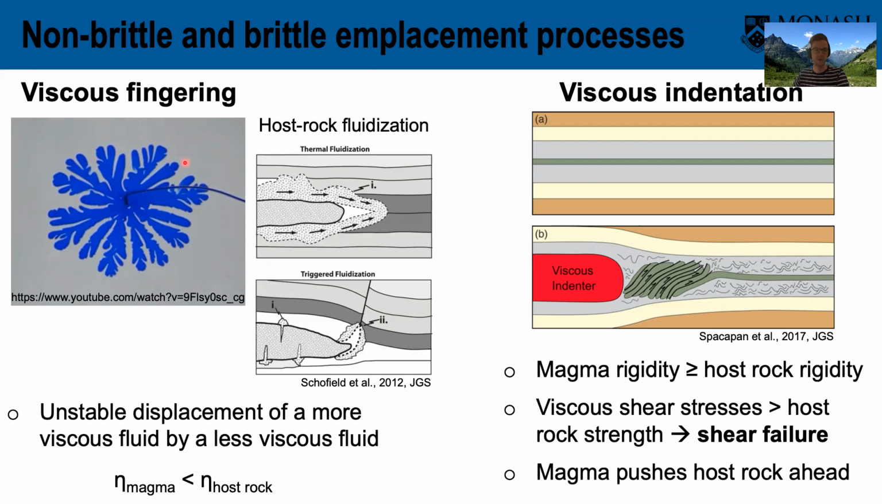Another magma propagation mechanism is viscous indentation. In this scenario, the magma rigidity is assumed to be greater or equal to the host rock rigidity, and shear stresses at the propagating tip overcome the host rock strength, which results in shear failure. In this case, magma pushes the host rock ahead, similar to a bulldozer.